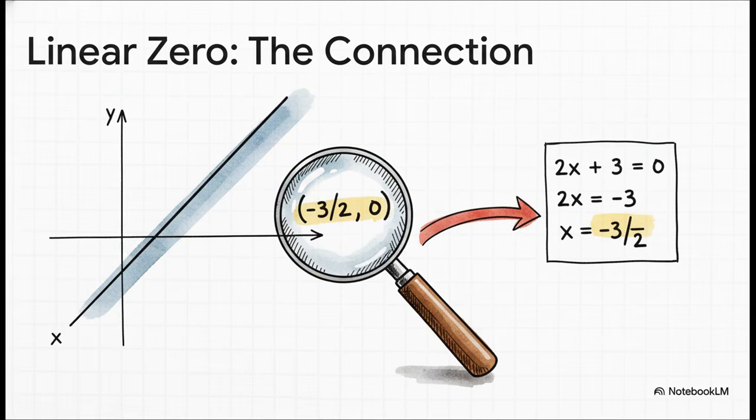Now pay close attention. This is where the magic happens. Look at where our line crosses that horizontal x-axis. See that point? Its coordinates are -3/2, 0. Now, let's think back to the algebra. If you set 2x plus 3 equal to 0 and solve for x, what do you get? You get x equals -3/2. Whoa! It's the exact same number. This is our first major clue.